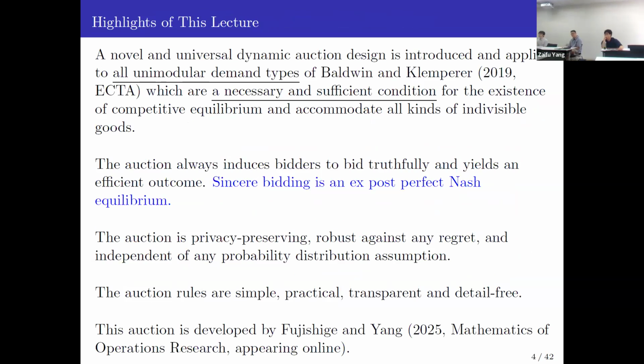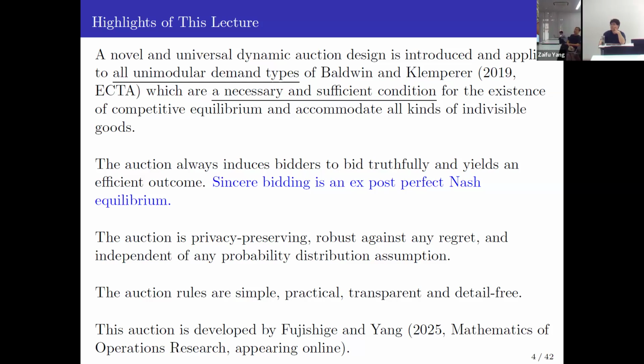Okay. So the takeaway of this lecture is that we present a universal dynamic auction design, and this dynamic auction design applies to all unimodal demand types, are bordering and clumpering. This is actually a necessary and sufficient condition for the existence of a competitive equilibrium and can accommodate all kinds of indivisible agents. Well, the necessary part is an overstatement. Yes. It is in a very particular sense. To dress up, it looks like a necessary part.